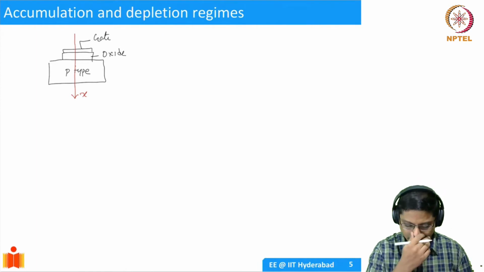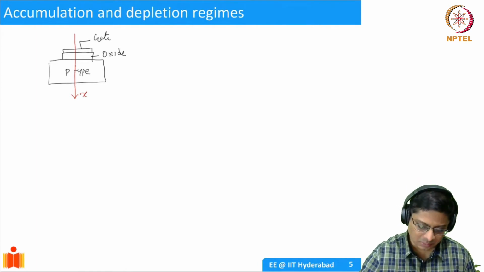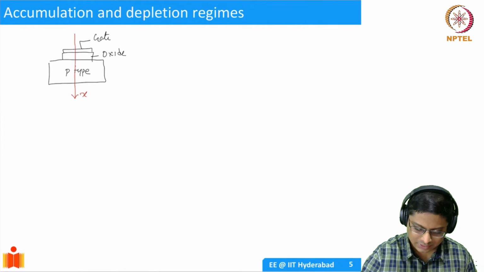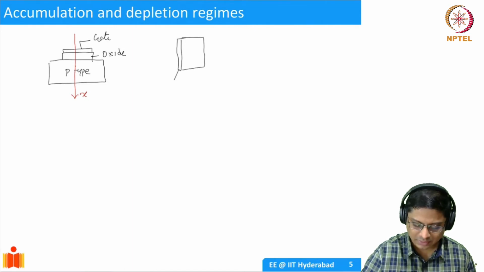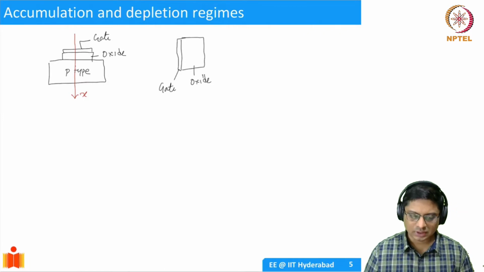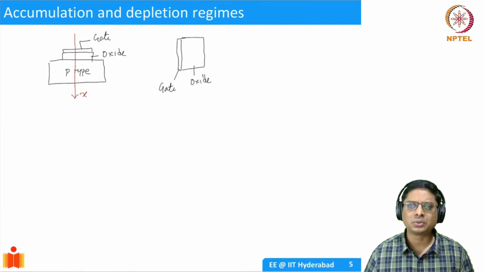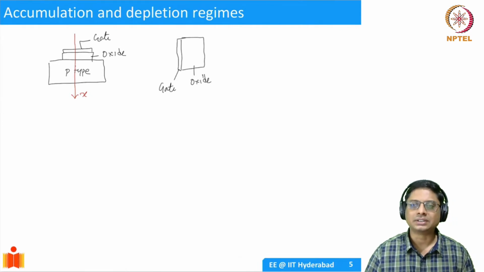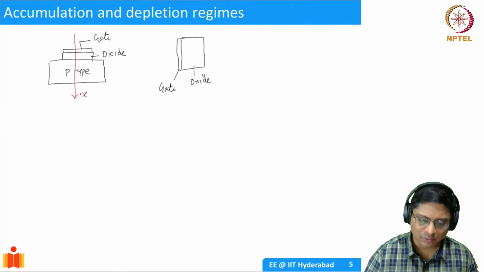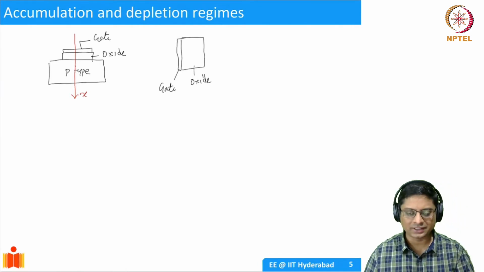So what I'll do is I'll flip it, and I'll have a gate, and then there is an oxide. So this is my gate, and this is my oxide. For now, I don't really want to bother about what is there in the oxide and gate. We will look at it later. For now, I want to purely look at what is happening in the semiconductor.